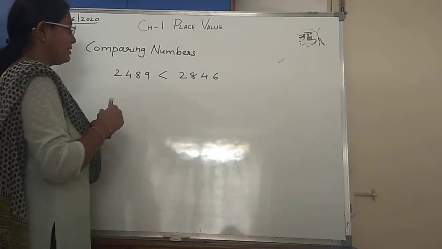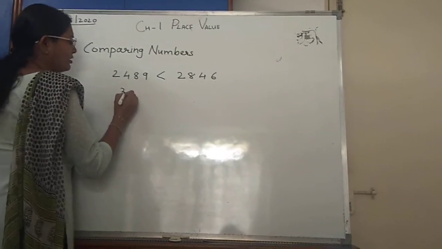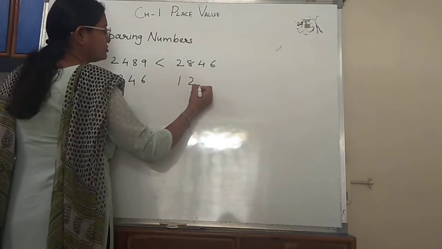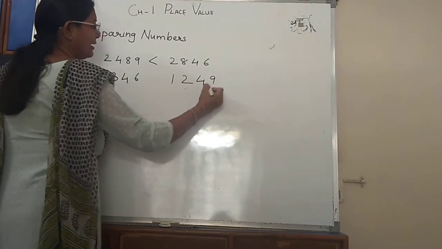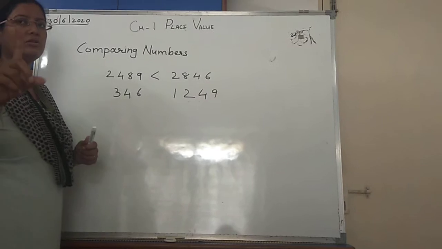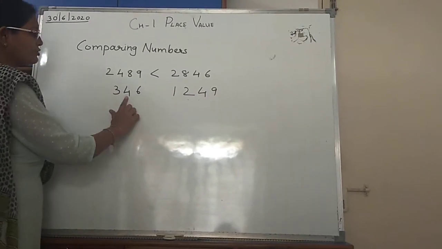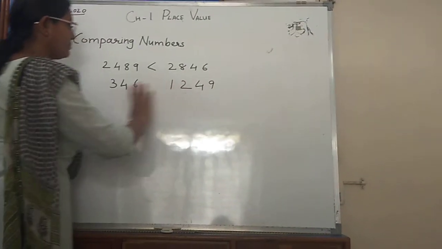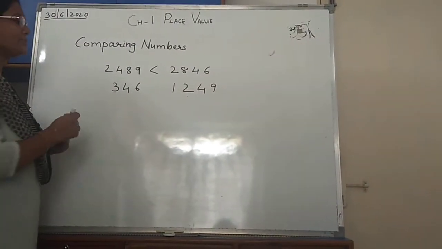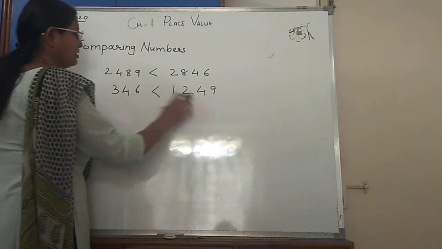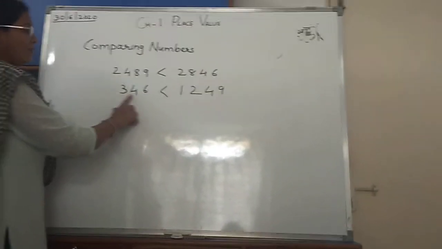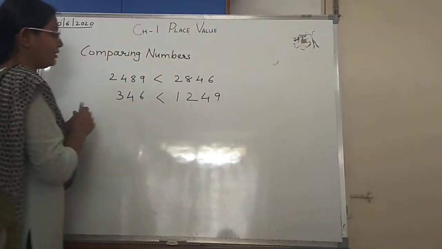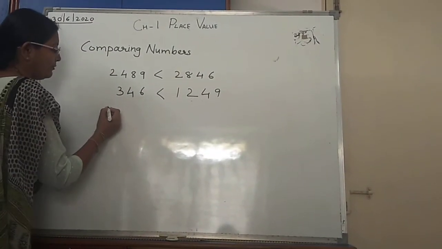Once again I will explain. If I give you 346 and 1249. The first rule, count the number of digits. 1, 2, 3. Here 1, 2, 3, 4. This is a 4-digit number, this is a 3-digit number. We all know a 3-digit number is smaller than a 4-digit number. So this 346 will be smaller than 1249.